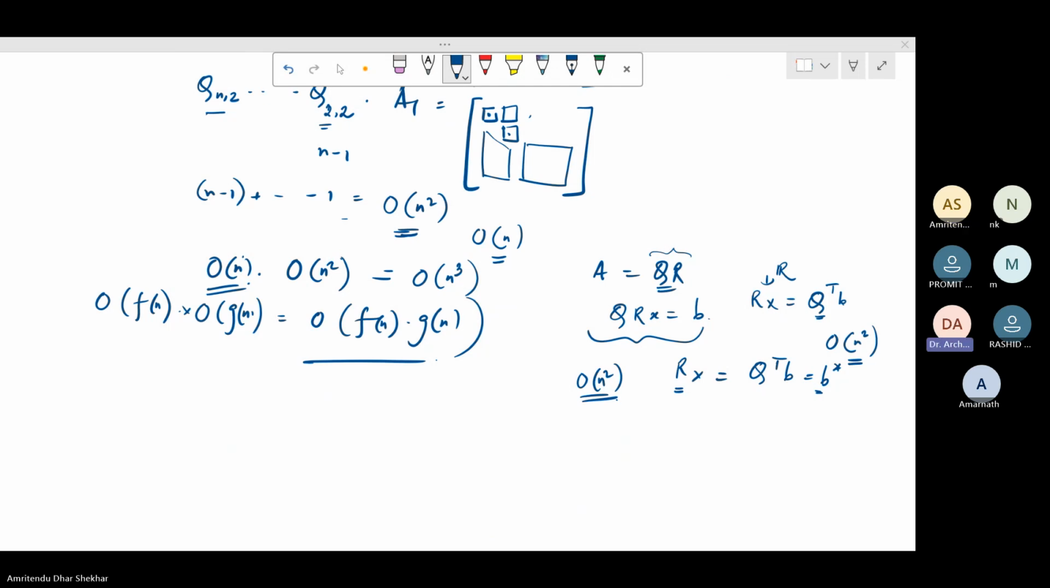Sir, so here we will add the complexity first, of decomposition and of solving for this. Yes, there are two steps. The complexity gets added up. The overall complexity will be the higher degree, n cubed.